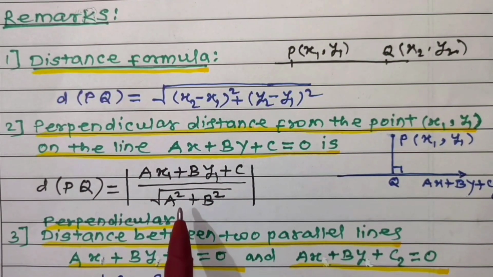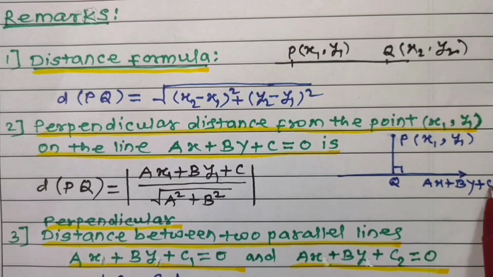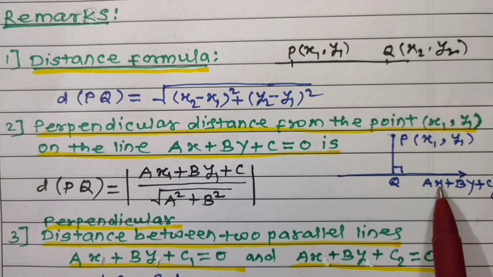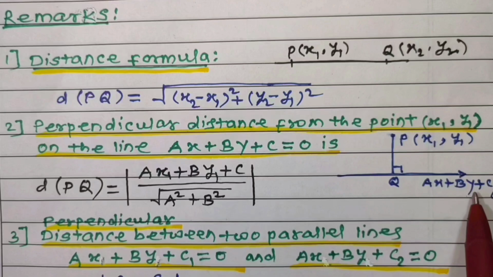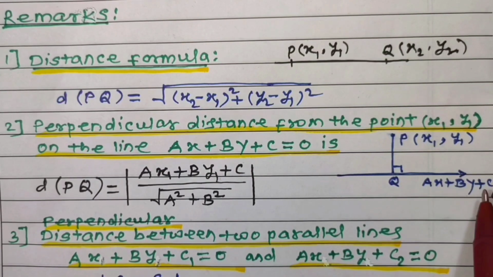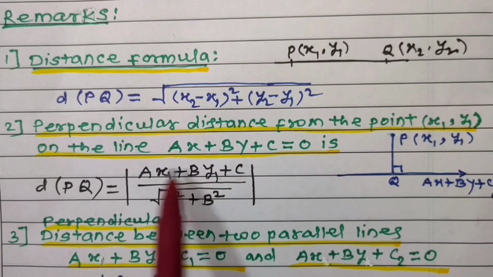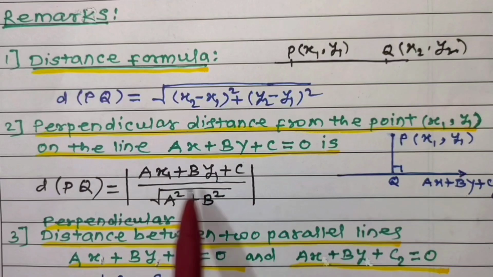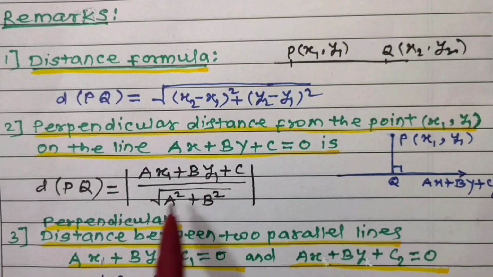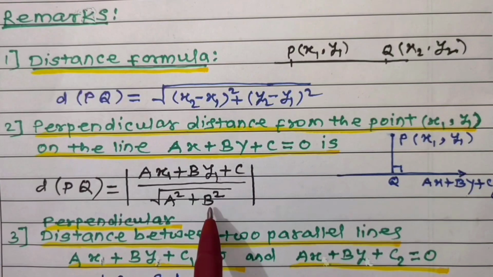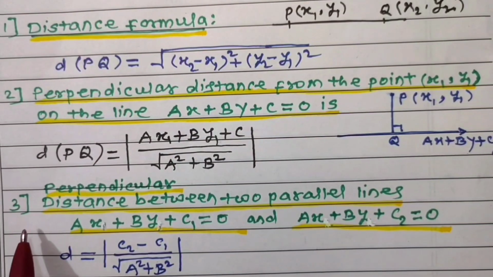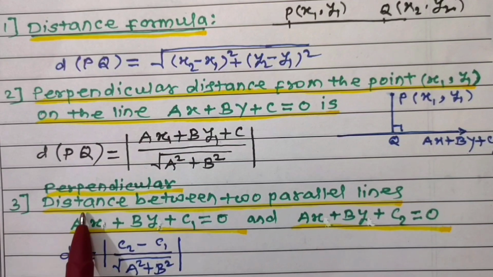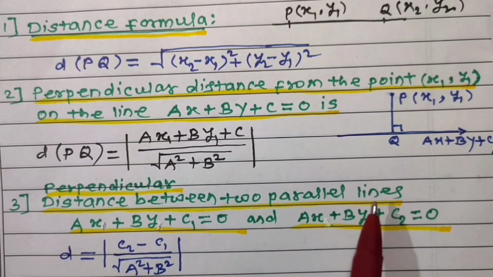Meaning of this is very simple. On left hand side of equation of line, replace x by x coordinate of point P and y by y coordinate of point P plus C. Keep this as it is as a numerator, and in denominator we have to take square root of a square where a is coefficient of x plus b square where b is coefficient of y. Okay. Now remark number 3, perpendicular distance between two parallel lines.